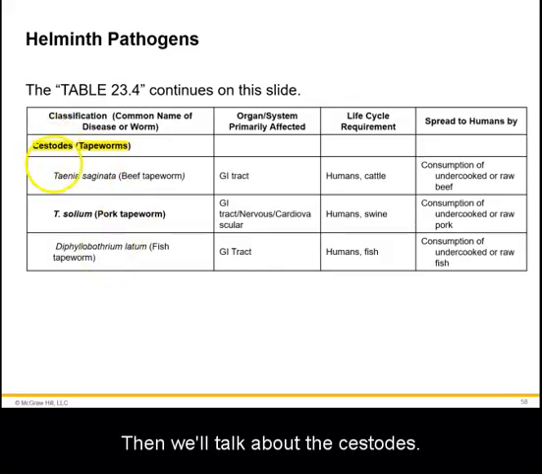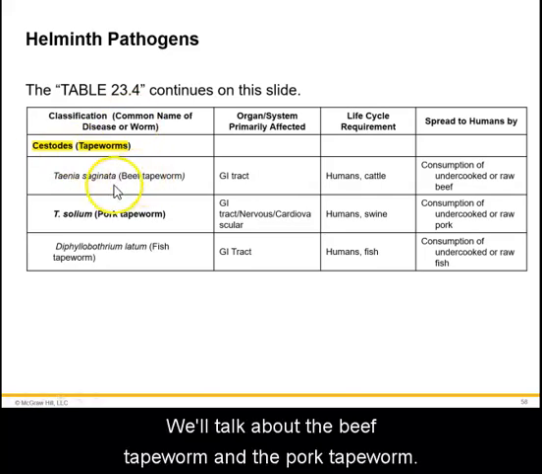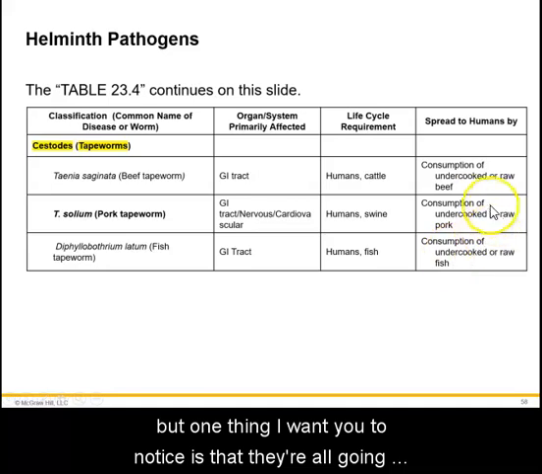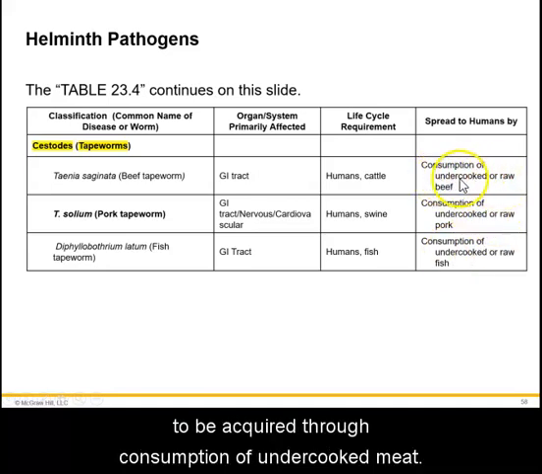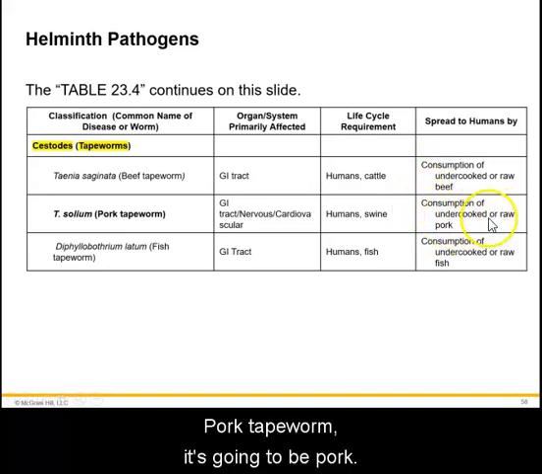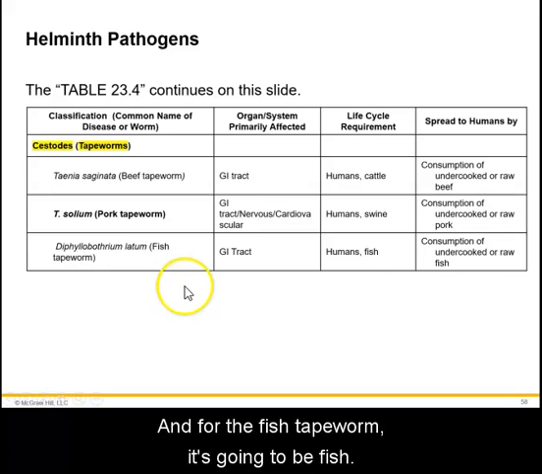Then we'll talk about the cestodes. These are also called tapeworms. We'll talk about the beef tapeworm and the pork tapeworm. I won't talk about the fish tapeworm, but one thing I want you to notice is that they're all acquired through consumption of undercooked meat. For the beef tapeworm, it's undercooked or raw beef. For the pork tapeworm, it's pork. And for the fish tapeworm, it's fish.